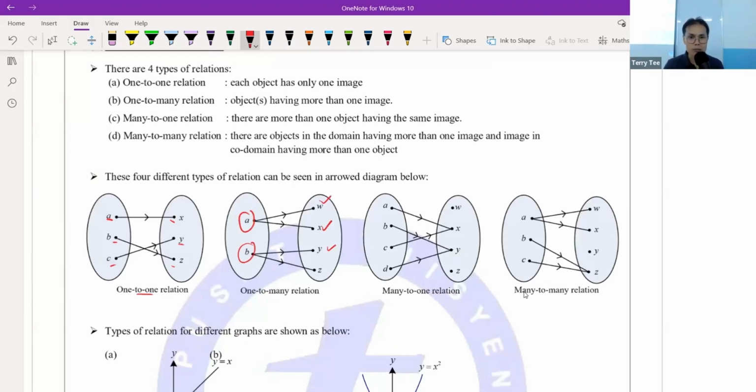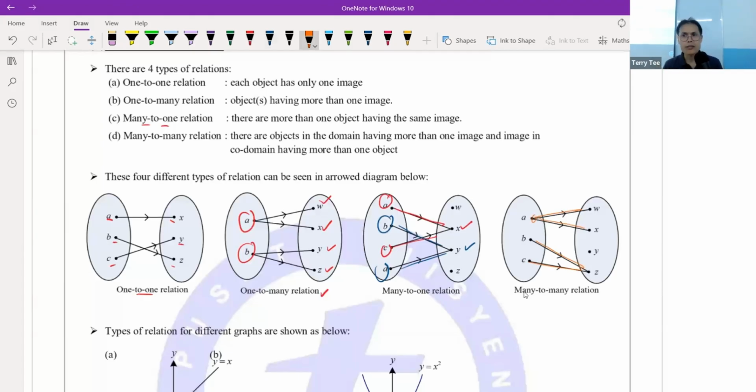So 1-to-many is when one object has multiple images. Many-to-one is when multiple objects share the same image. For example, A and C share the same image X. Some more, B and D share the same image Y. That is many-to-one. And lastly, many-to-many is a combination of 1-to-many and many-to-one. You combine them. This is what we call many-to-many relation. It's not difficult, right?